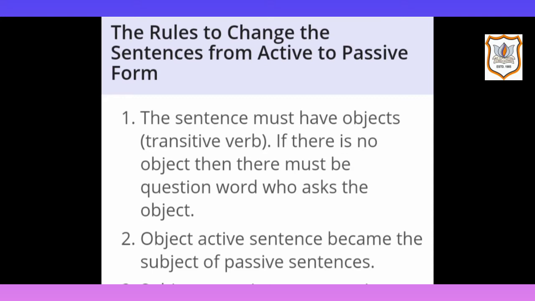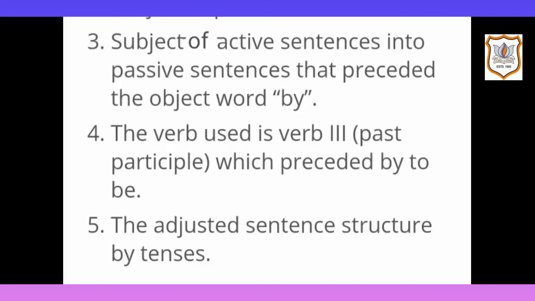First, the sentence must have an object, as a transitive verb needs one. If there is no object, then there must be a question word, who, that asks for the object. The second rule is that the object of the active sentence becomes the subject of the passive sentence. The third rule is that the subject of the active sentence changes into the passive sentence, preceded by the word by. The fourth rule is that the verb used is verb 3, that means past participle, which is preceded by to be.